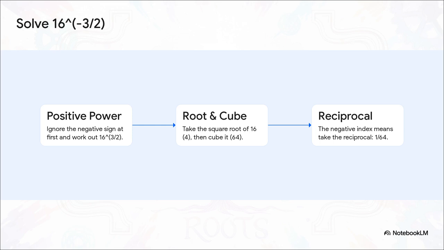Step 2. Take that 4 and cube it, based on our numerator. 4 cubed is 64. Step 3, apply that negative sign to take the reciprocal. Just flip it, so 64 becomes 1 over 64. See? Break it down and the impossible suddenly becomes completely manageable.